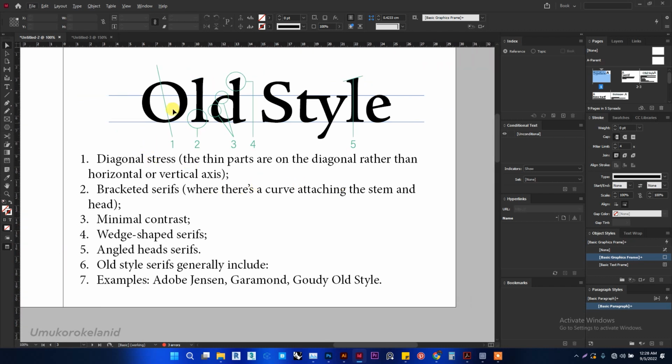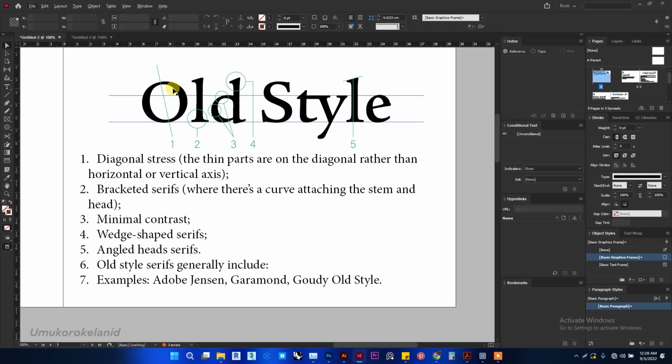One, diagonal stress. The thinnest part of a particular letter is a diagonal stress facing each other. The thinnest part of a particular letter that is facing each other most times can be found in letters like the O, letters like the E and all of that, and the D too. As long as they are facing each other diagonally, it's called diagonal stress.